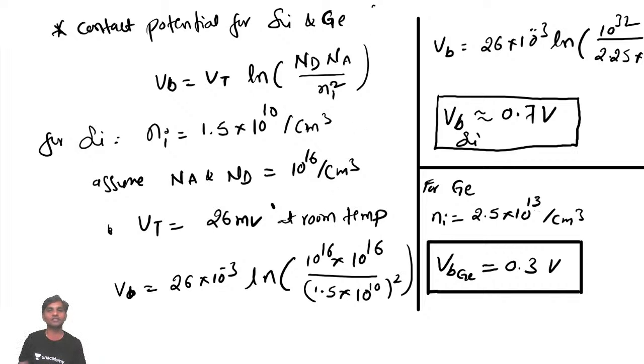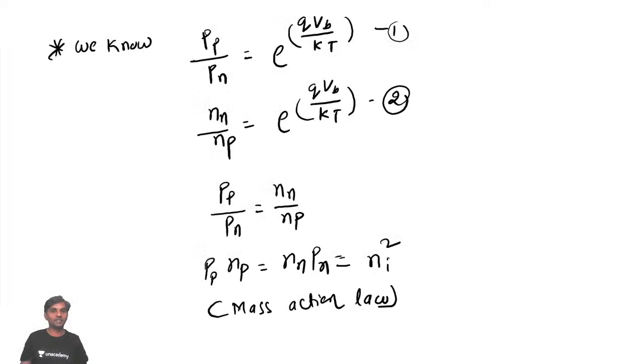Yes, that's why N into P is equal to Ni square, right? Balaji, that is what I'm saying. From mass action law, what does mass action law say? N into P is equal to Ni square, for a given temperature. Did you understand, Balaji? Okay, we'll move on.